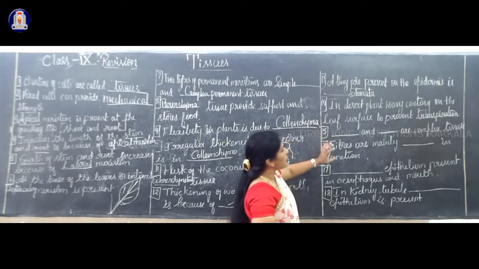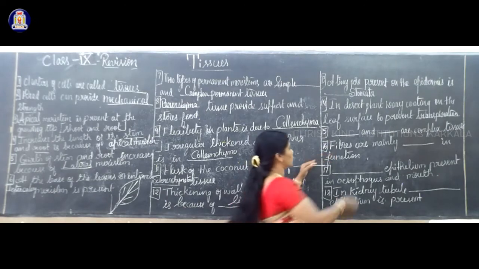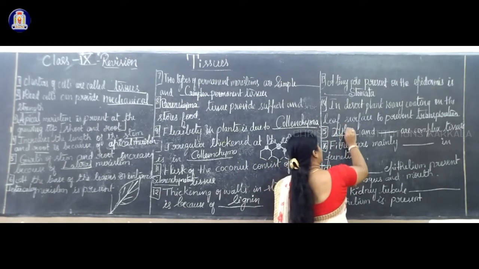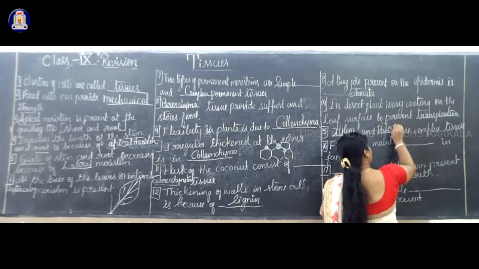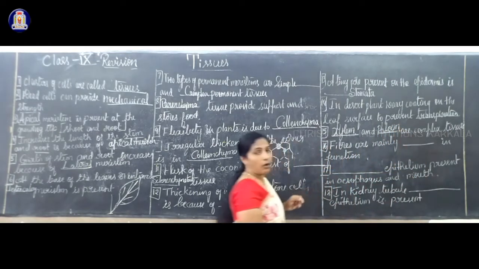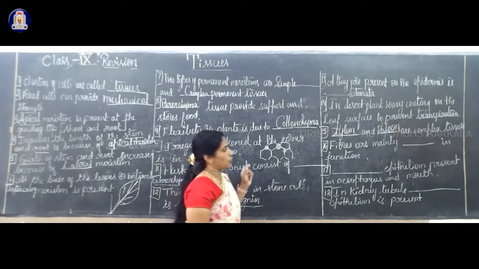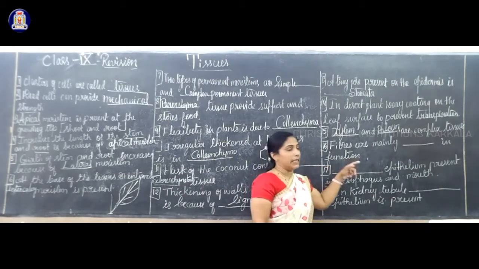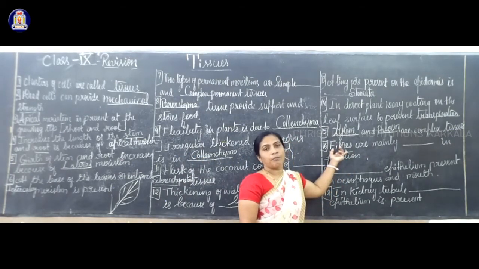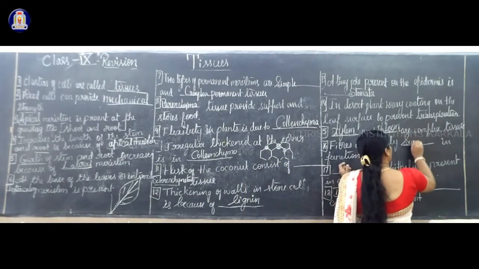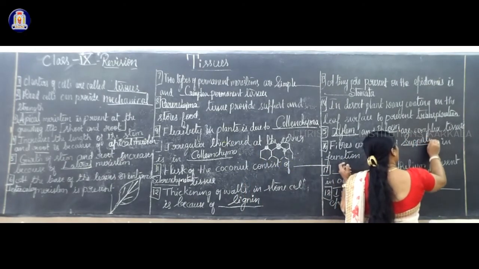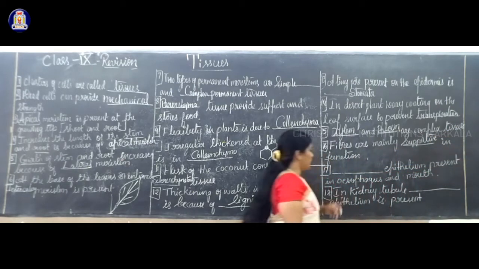Dash and dash are complex tissues. One is a water conducting tissue, xylem. Another is called the phloem, a food conducting tissue. These are called the complex tissues. Fibers are mainly, why fibers? Thread-like structures are mainly supportive in function. Next one.